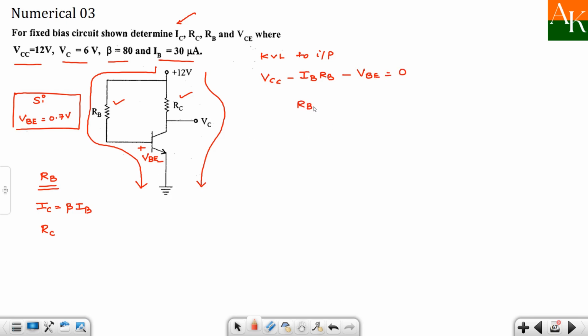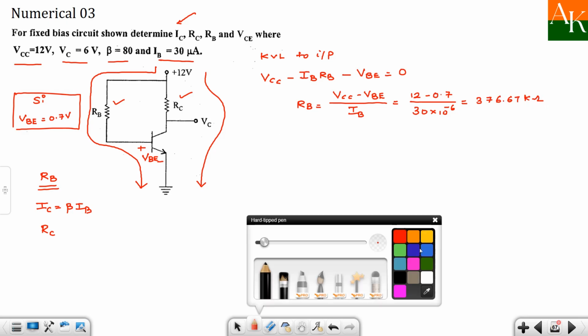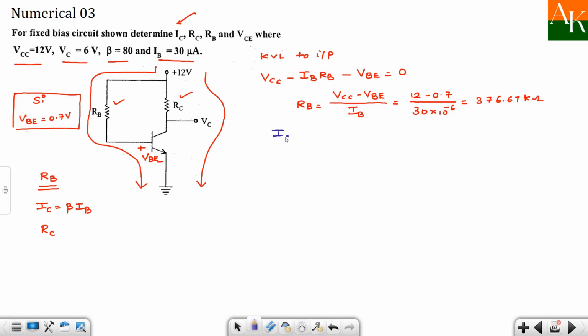So the value of RB can be calculated as VCC minus VBE divided by IB. So VCC value is 12, VBE is 0.7 and IB is 30 microampere, so 30 into 10 to the power minus 6. When you solve this, you will get the value of RB as 376.67 kilo ohm.